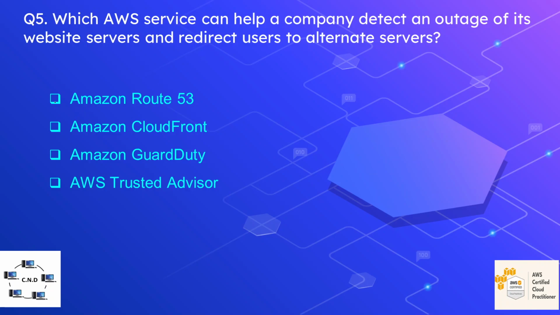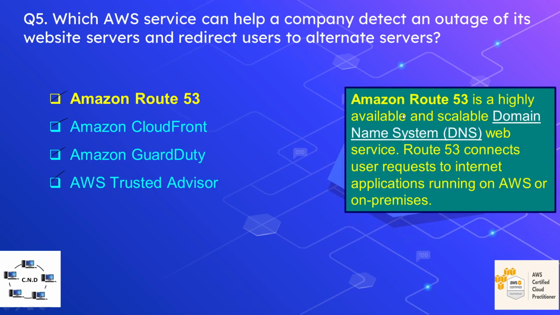And the options are option A, Amazon Route 53, option B, Amazon CloudFront, option C, Amazon GuardDuty, and option D, AWS Trusted Advisor. And the correct option is Amazon Route 53. So what is Amazon Route 53? It is basically a highly available and scalable Domain Name System, DNS, web service.